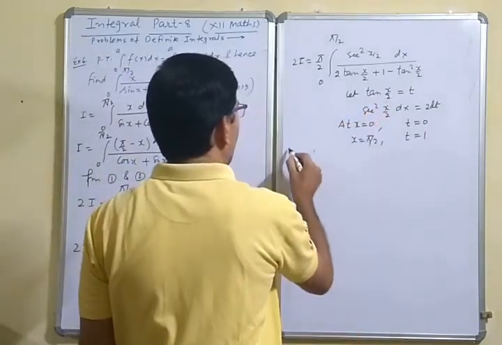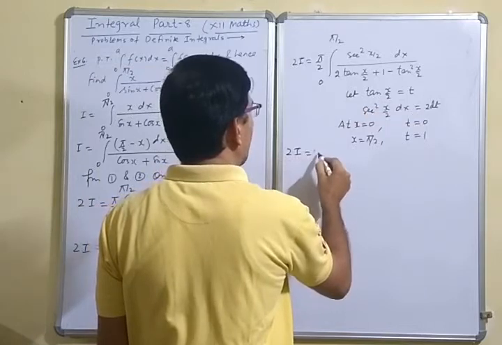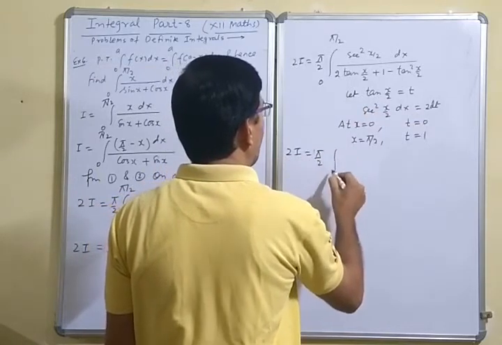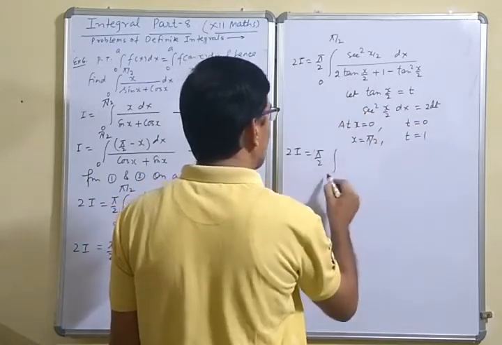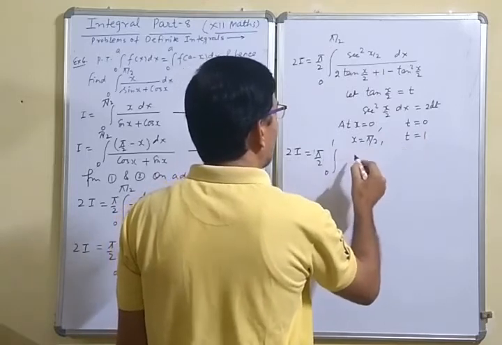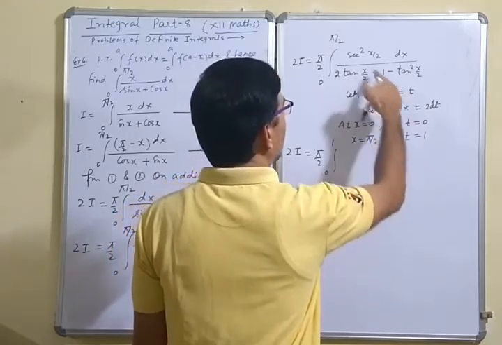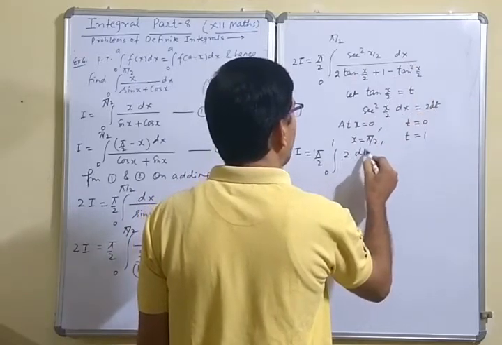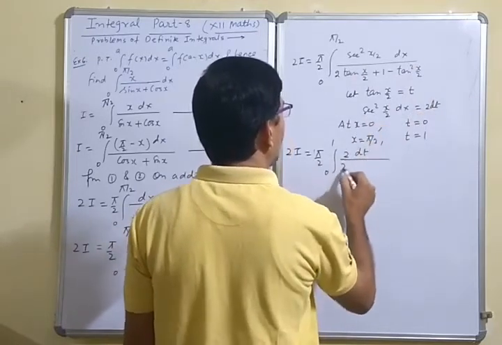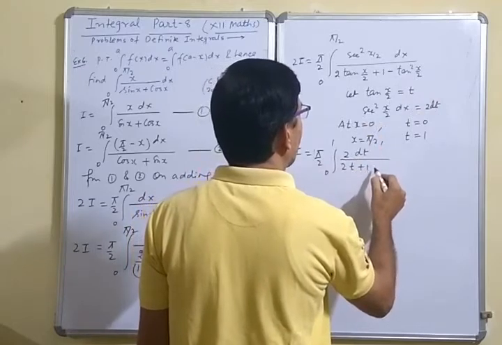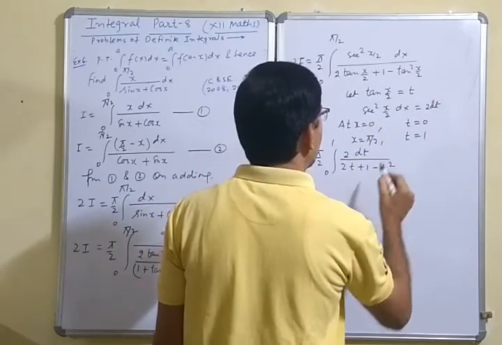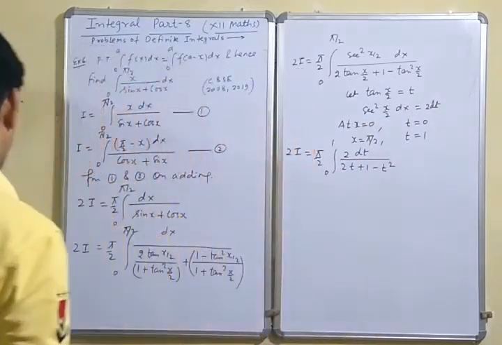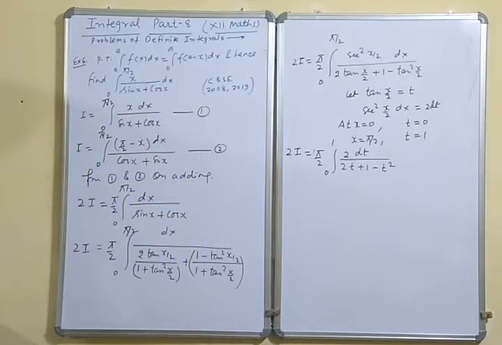So now this integral becomes 2I is equal to pi by 2, limit 0 to 1, sec square x by 2 dx, which becomes 2 dt, so that is 2 dt divided by 2t plus 1 minus t square.